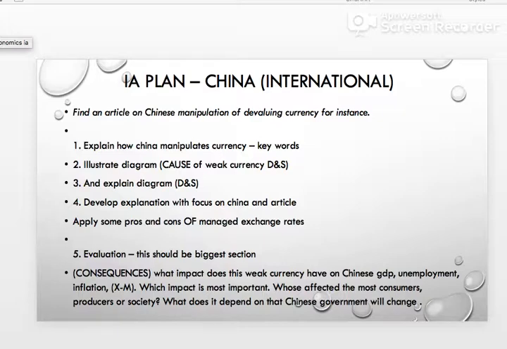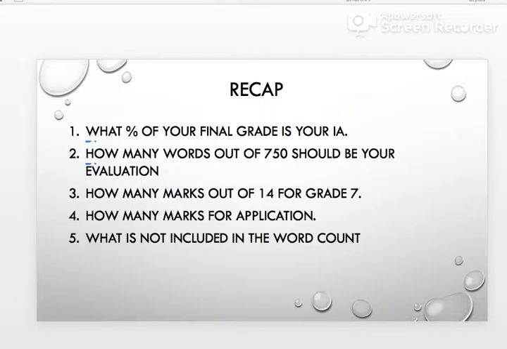If you wanted to plan, pause the video, have a look. This is an article possibly on China devaluing the currency. This would go for international. So there's maybe a plan you could use if you find a good article for that. So there's some questions. Again, pause the video, recap.